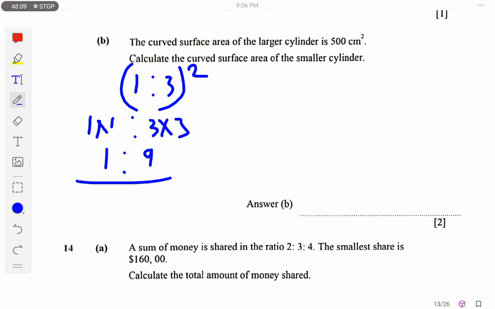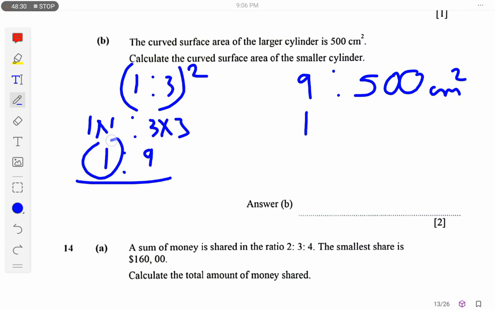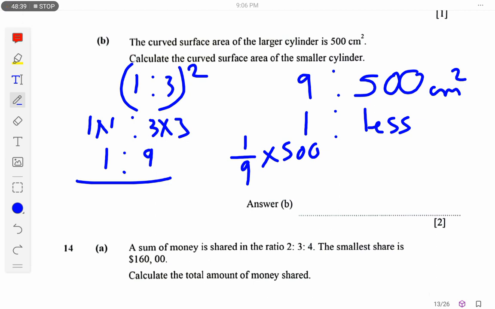So we're saying when we have 1 for our smaller, we have 9 for the bigger, which is as to 500 square centimeters, sorry. Then for 1, which is for the smaller, it's going to be less. When it's less, we can say 1 over 9 times 500. If you divide this, you are going to get 55.555 going on. So you can round it off and say it's going to be 55.6 centimeters squared.